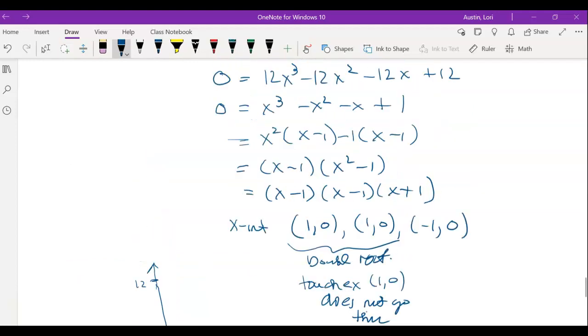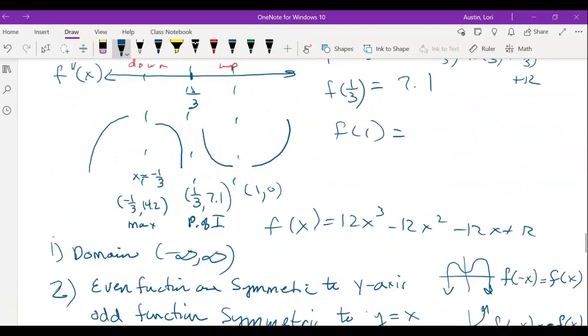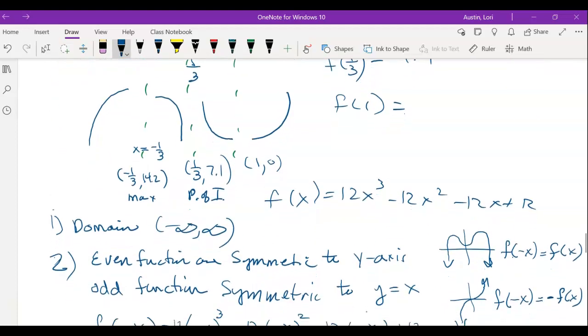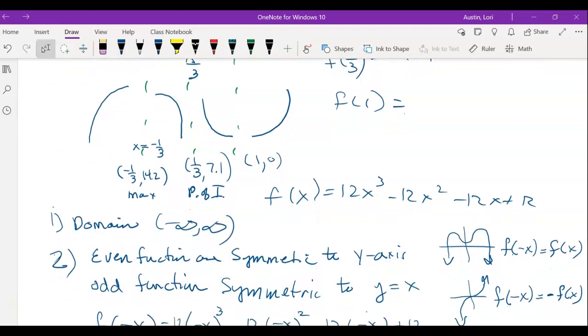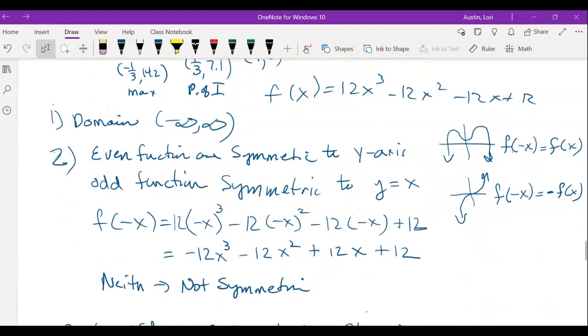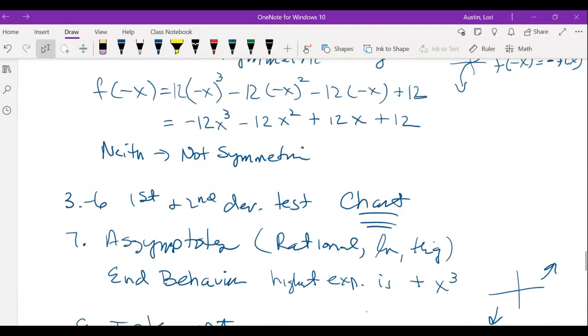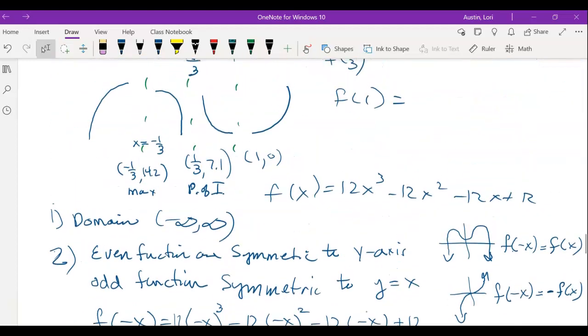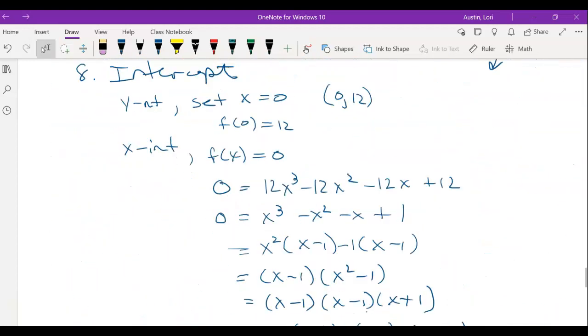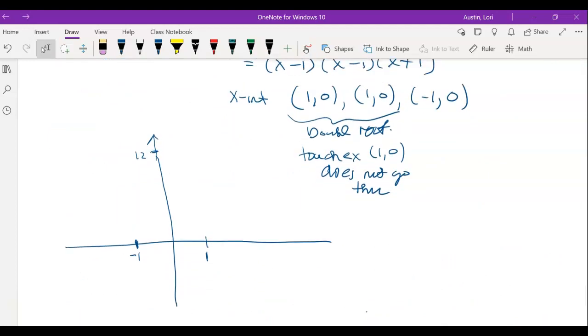All right, so let's get those mins and maxes and everything else in. What did I have? I had a maximum at negative 1/3, 14.2. Put your maximum on your graph. Everybody should be graphing this right now. The max value, if you look through your notes, was negative 1/3, 14.2. So it's going to be up here.